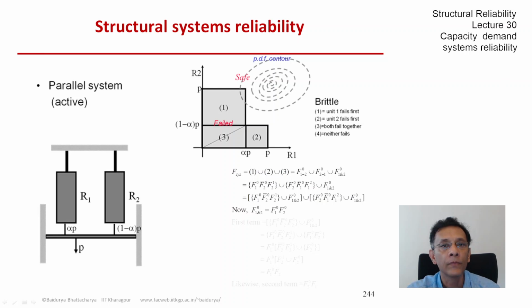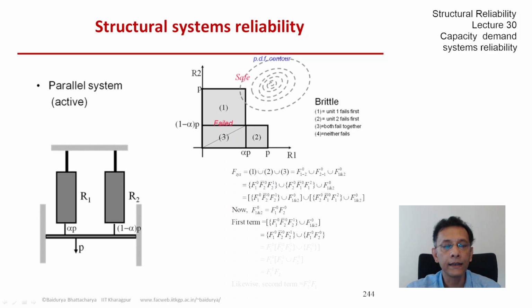So that's why there is no scope of redistribution, no analysis of a partially damaged structure, F0, 1 and 2. So with that explanation, let us look at the first term within the square brackets, and that is F01 and F02 bar and F12, the whole thing, union with F01 and 2.